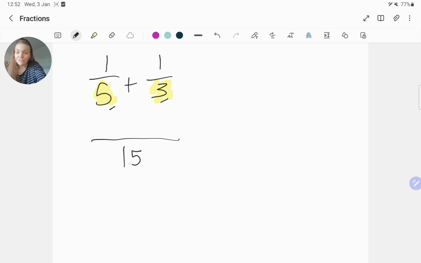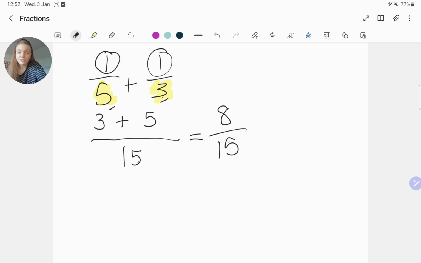So we'll say 5 goes into 15 3 times. 3 times 1 is 3. Plus 3 goes into 15 5 times. 5 times 1 is 5. So 5 and 3 is 8 over 15.